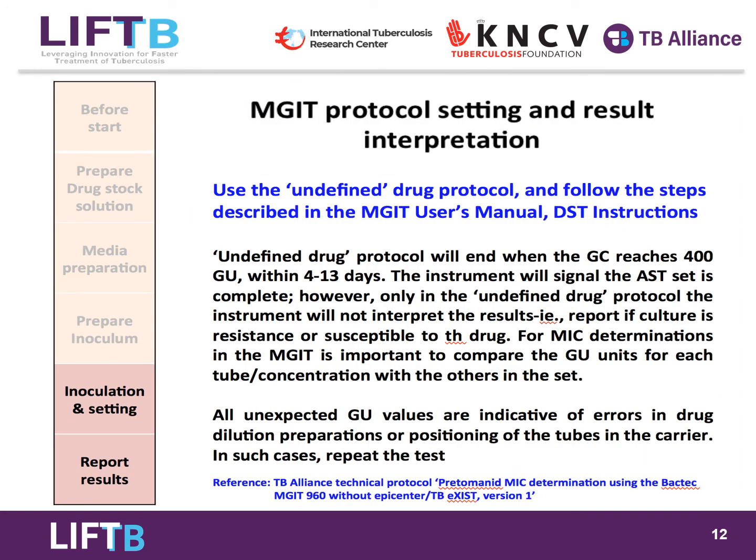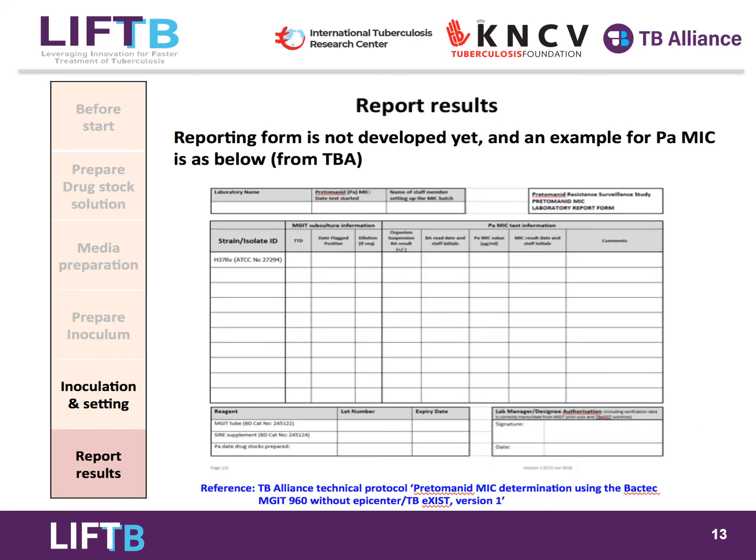Set the tubes in each AST carrier and follow the midget user's manual for DST instructions. Everything after this step is the same as the procedures used for routine evaluations. The reporting form presented on this slide is developed by TB Alliance. The complete form can be downloaded from the same webpage of the ITRC where you find this training material.